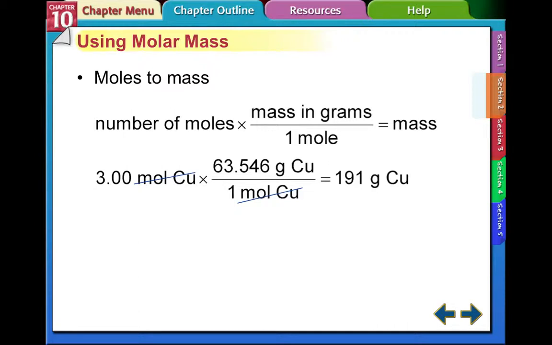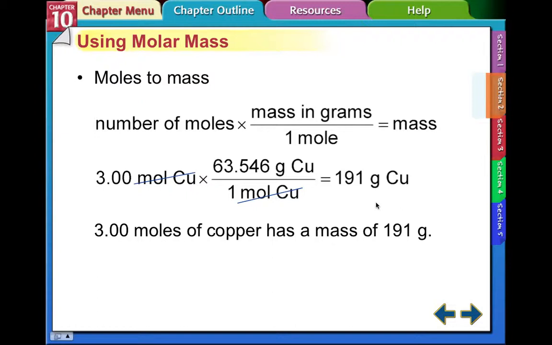So in this case, if we were given 3 moles of copper and I asked you how many grams of copper that was, you would use the conversion factor. This is the number on the periodic table. 63.546 grams of copper is 1 mole. And then you would cancel out your units and you would end up with 191 grams of copper. So 3 moles of copper has a mass of 191 grams.